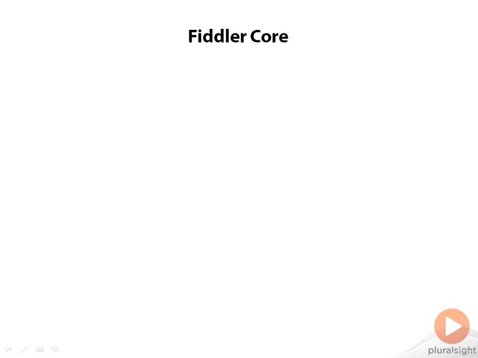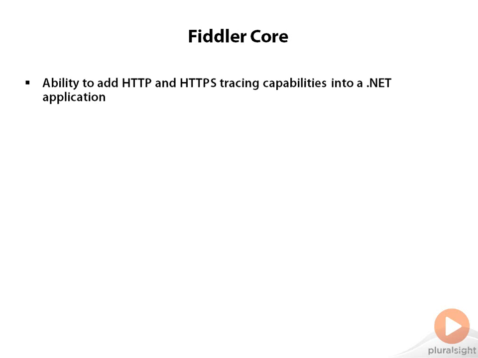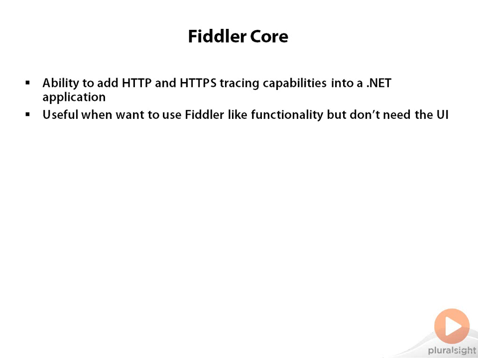A nice addition to Fiddler now is the Fiddler Core, which is the ability to add HTTP and HTTPS tracing capabilities into a .NET application. So basically the core functionality of Fiddler has been pulled out into a .NET assembly so you can leverage that functionality inside your own applications. It's useful when you want to use Fiddler-like functionality, but you don't need the UI.